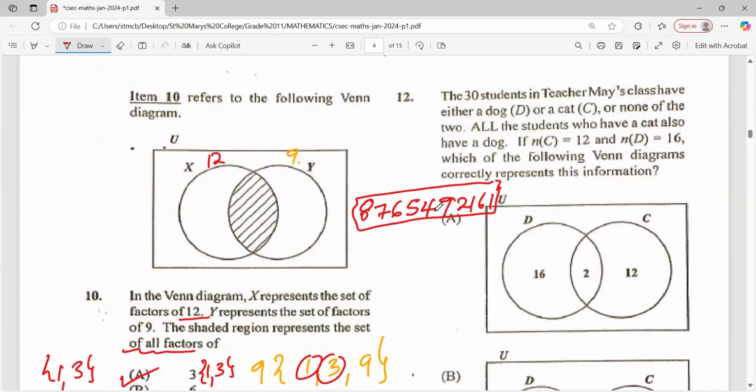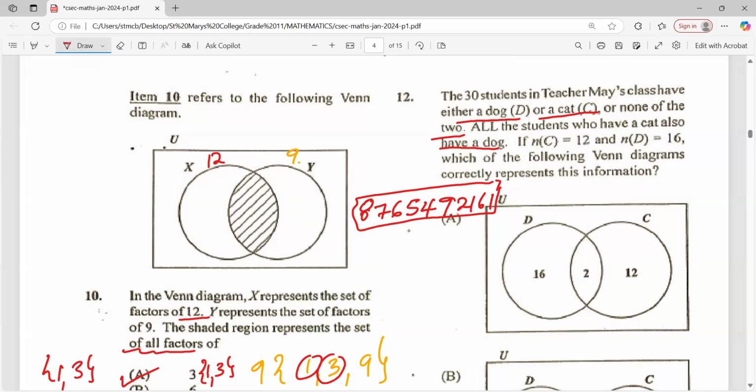Let's remember this one, guys. The students in teacher May's class have either a dog or a cat, or none of the two. So it's either you have a cat, or you have a dog, or you have none at all. All the students who have a cat also have a dog. And we'll get that from up here, right? Even though they put it in, we could have already deduced that if you have a cat, you have a dog. So you have both.